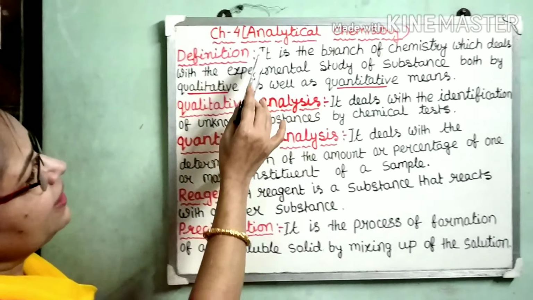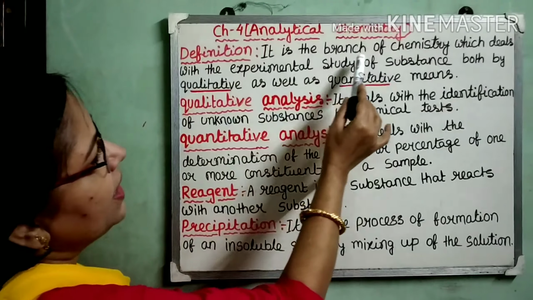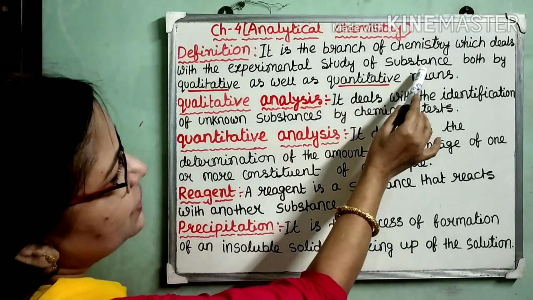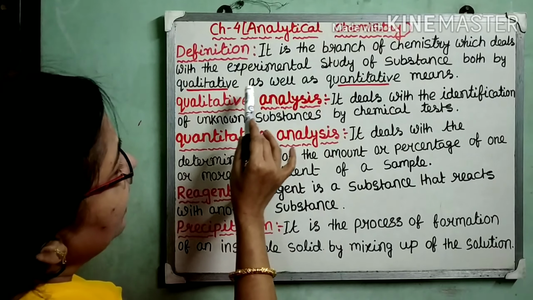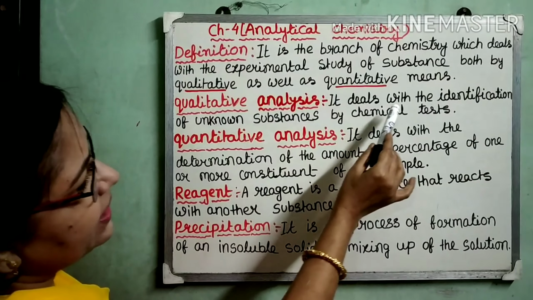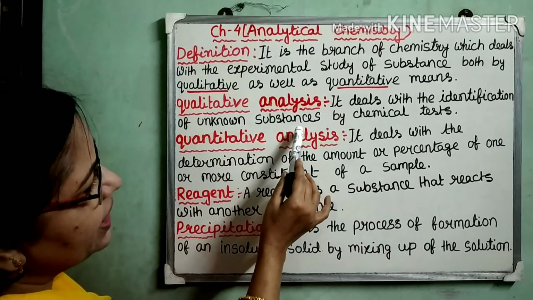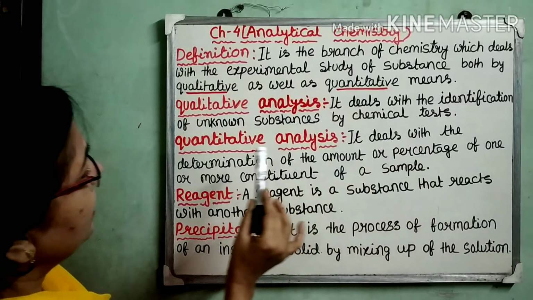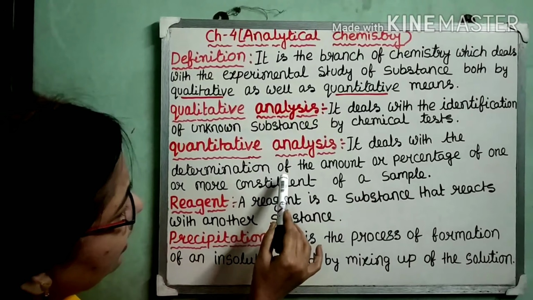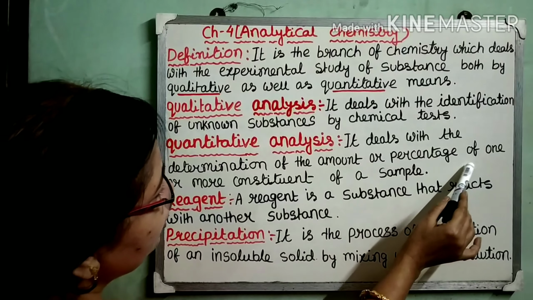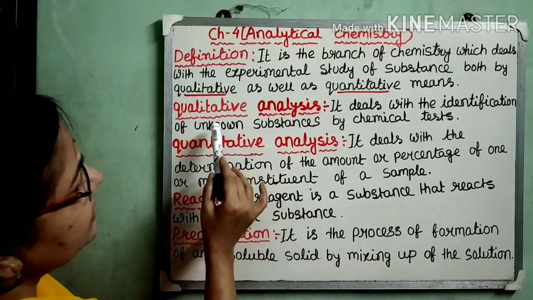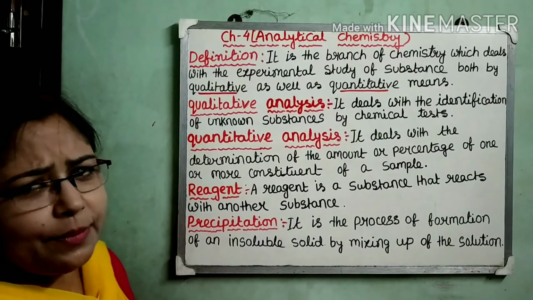What is the definition of analytical chemistry? It is the branch of chemistry which deals with the experimental study of substances by both qualitative as well as quantitative means. Now, what is qualitative analysis? It deals with the identification of an unknown substance by chemical tests. And quantitative analysis deals with the determination of the amount or percentage of one or more constituents of a sample. Now, qualitative analysis takes place with the help of a reagent.